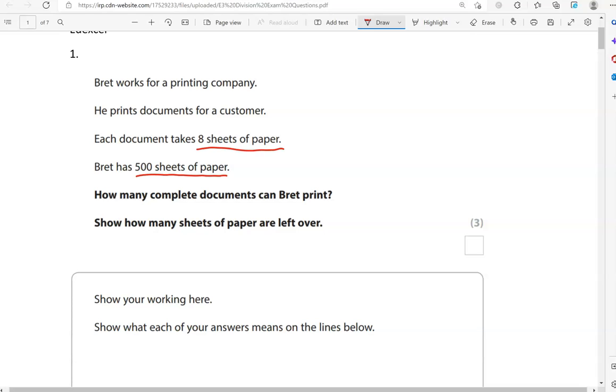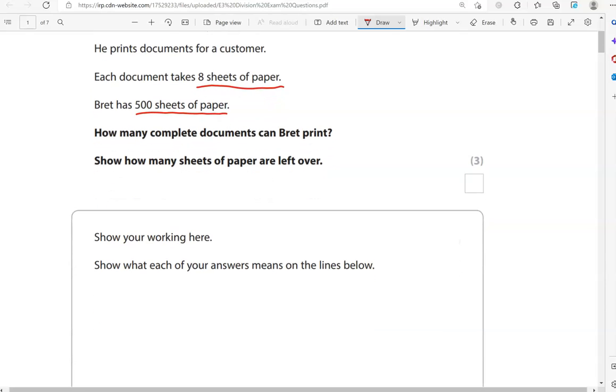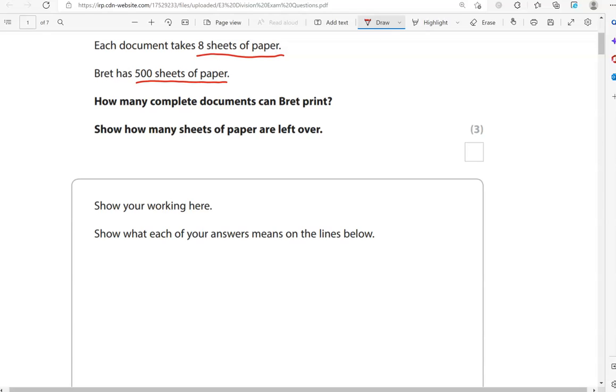So it's 500 sheets of paper in total. One document takes 8 sheets of paper. So we're going to work out how many complete documents Brett can print. So what we're going to do is 500 divided by 8. So how many 8s can fit into 5? None of them can. So for that reason, we're going to look at 50. How many 8s fit into 50? And that is 6, because 6 lots of 8 is 48. So that is very close to 50.